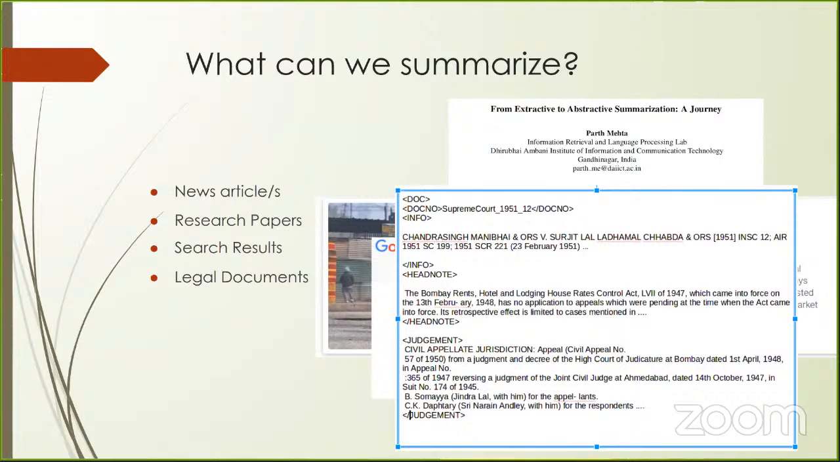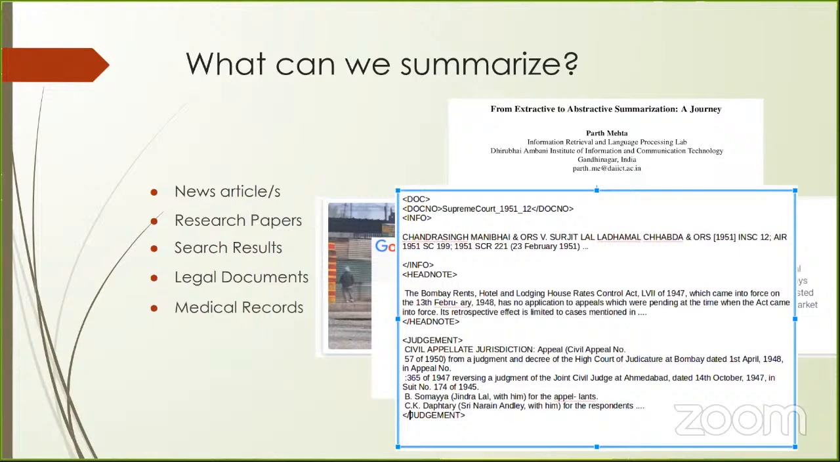Which is why navigating through legal judgments becomes very important for a lawyer when he is arguing a case. And there are technical summaries of these judgments called headnotes, which basically include the gist of the whole judgment, like what the judges felt, what arguments were made, what the facts of the case were, and finally, what the verdict was. So this can be another place where summarization is useful.